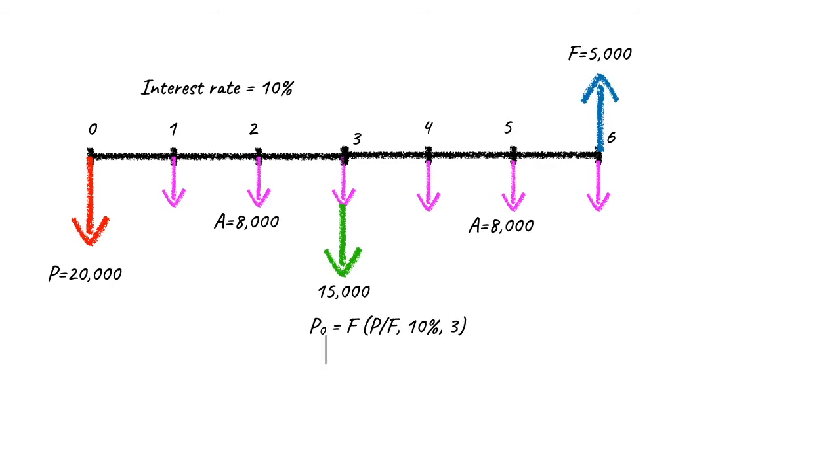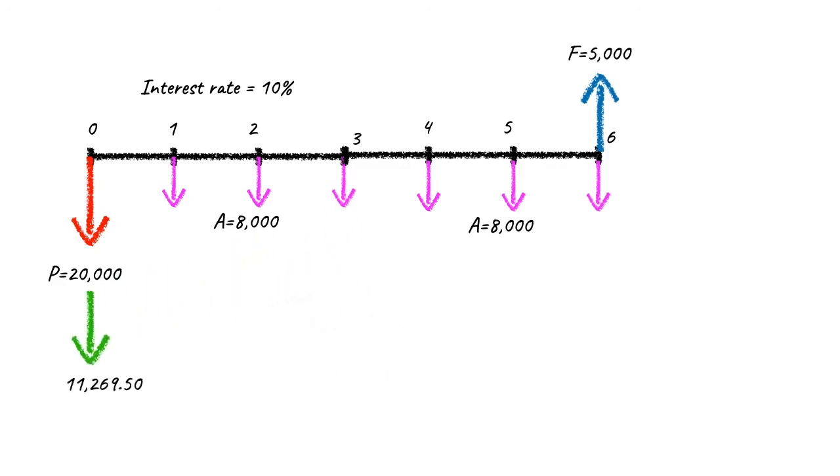Okay, using the same interest rate at 10%, and our N, or our time, is 3 years according to the timeline, we can get the equivalent value of negative $11,269.50. We can simplify the cash flow at year 0 by summing the net amount. So the money going out at year 0 is $31,269. Okay, so all is nice.